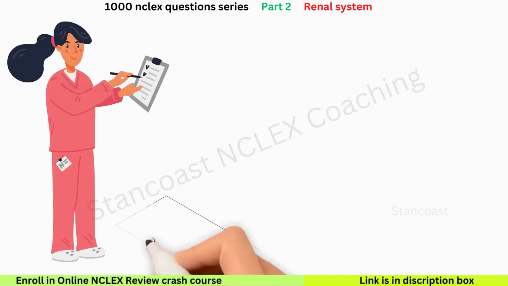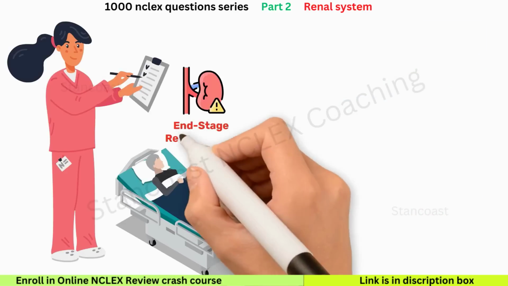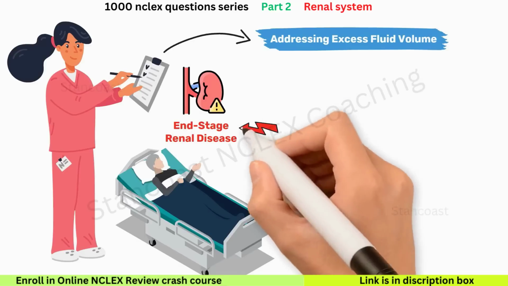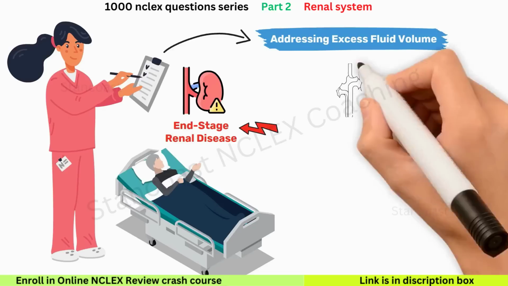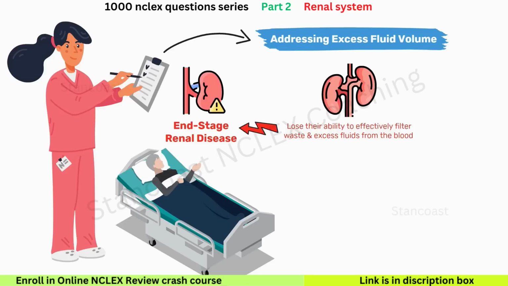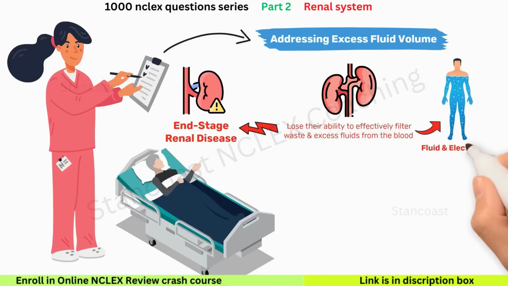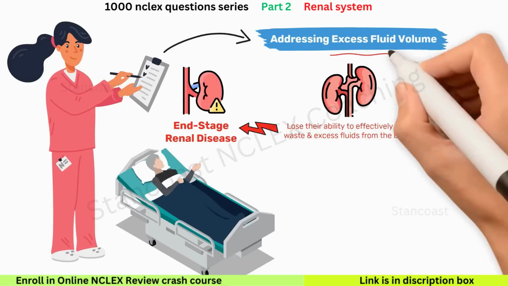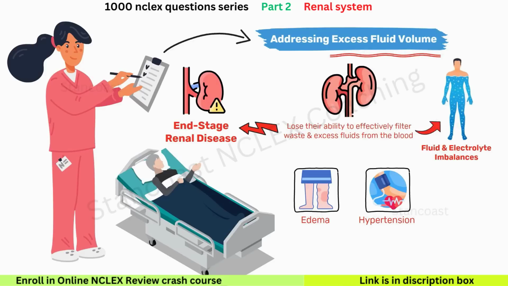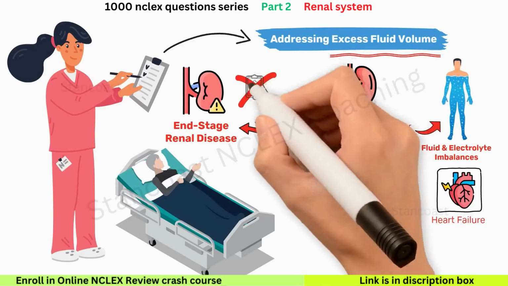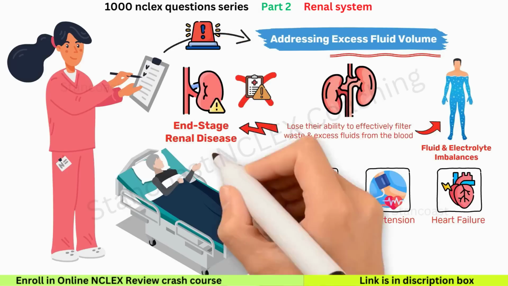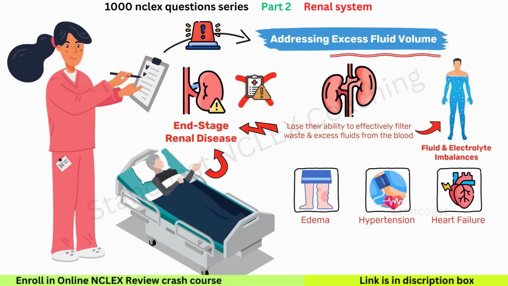The primary nursing diagnosis for a patient with end-stage renal disease is addressing excess fluid volume. In end-stage renal disease, ESRD, the kidneys lose their ability to effectively filter waste and excess fluids from the blood. This can lead to fluid and electrolyte imbalances, particularly excess fluid volume. Symptoms may include edema, hypertension, and potentially heart failure if not managed properly. Therefore, managing excess fluid volume is crucial in the care of patients with ESRD.